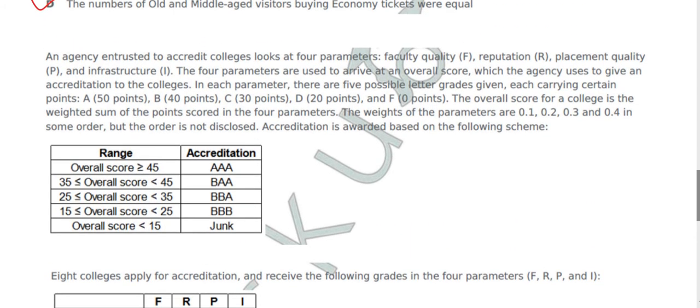Okay, now look at this one. An agency entrusted to accredit colleges looks at 4 parameters: F, faculty quality; R, reputation; placement quality; and infrastructure. So F, R, P and I, the 4 parameters used to arrive at an overall score which the agency uses to give an accreditation to the colleges. In each parameter there are 5 possible grades given, each carrying certain points.